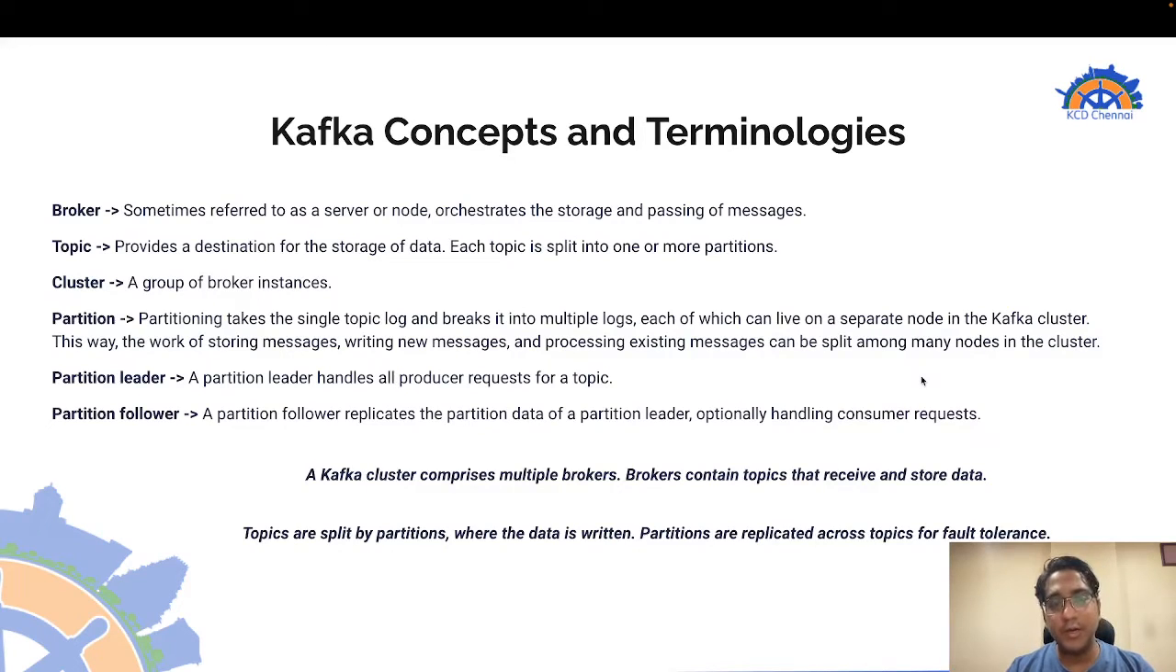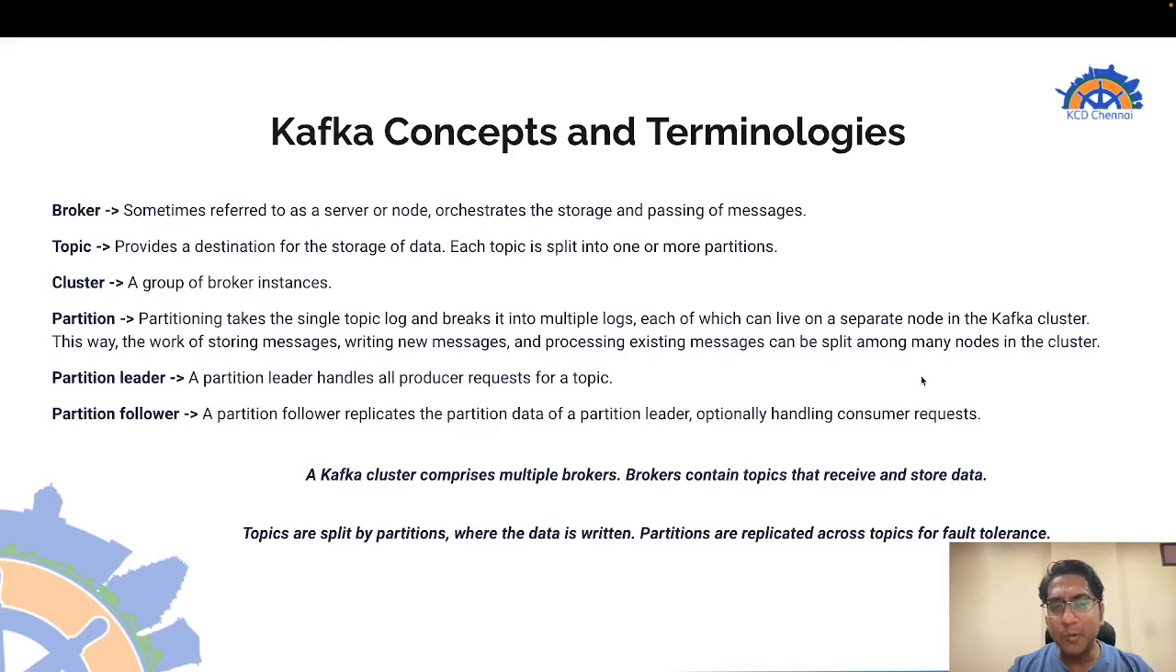Partitioning takes a single topic log and breaks it into multiple logs, each of which can live on a separate node in the Kafka cluster. This way, the work of storing messages, writing new messages, and processing existing messages can be split among many nodes in the cluster. So partitioning is a key concept in achieving high availability in Kafka. Then you have a partition leader, which handles all the producer requests. Then you have a follower, which can replicate as well as consume the requests.